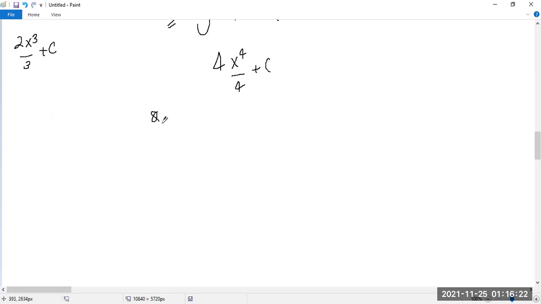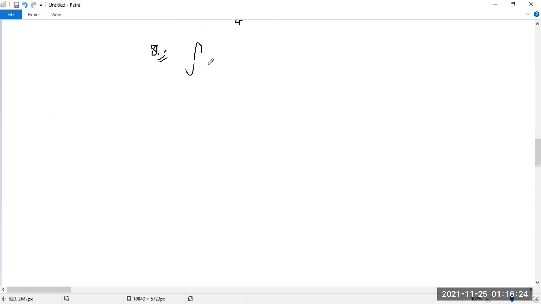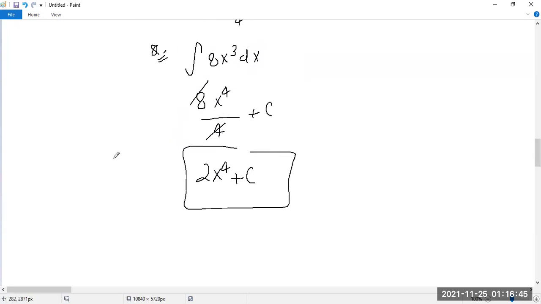So for another example, I'll have the integral of 8x cubed dx. So I'm going to ignore the constant. I'm going to add 1 to my exponent, which is 4. I'm going to divide by 4, and I'm going to add my constant of integration. I can simplify a bit. I can say that 4 goes into 8 twice. So I'll say that this is 2x to the fourth plus c, and that's my answer.